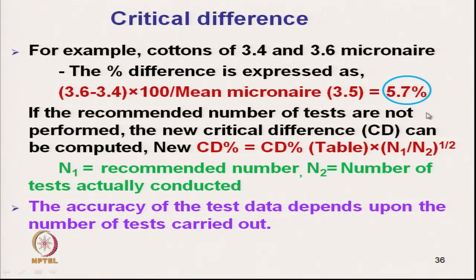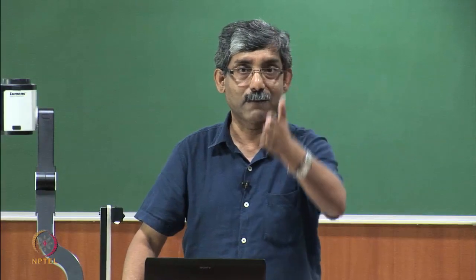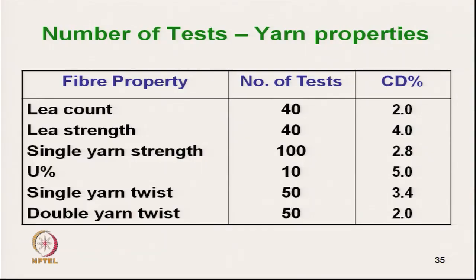And also the number of tests, I will go back once again. Say the number of tests here is 40, the number of tests here is 100. Sometimes it may not be possible, due to various reasons, to test that many samples, or sometimes we may not stick to 40, we may go beyond that, to 50.